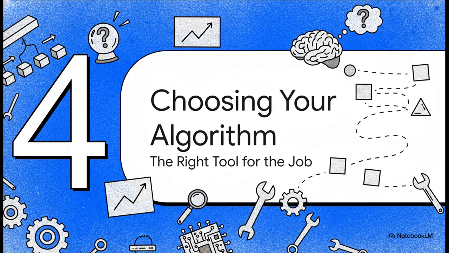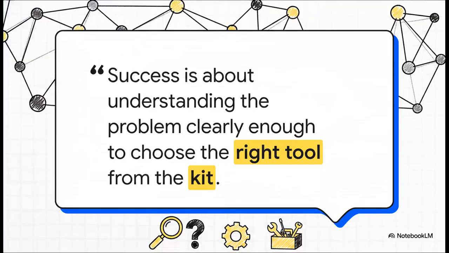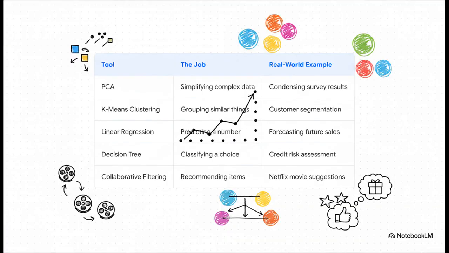Okay, so we've looked at tools for sorting, tools for predicting, and these highly specialized tools. We've got this amazing toolkit. But how do you pick the right one for the job? And this, right here, is maybe the most important takeaway of all. The algorithm itself is secondary. What really matters is having a rock-solid, crystal-clear understanding of the business problem you are actually trying to solve. Get that right first.